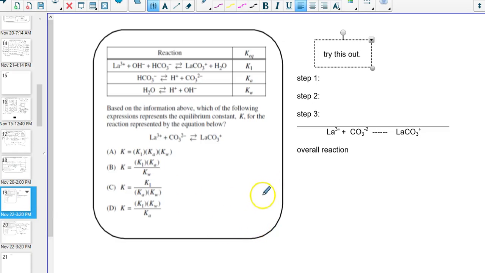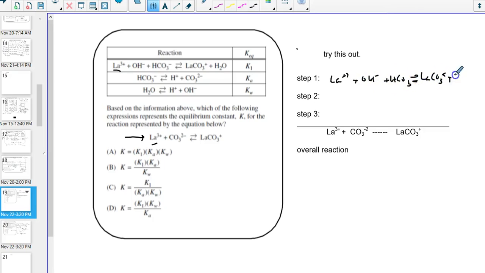Again, we're going to talk about this idea we just introduced last slide, putting steps together. Okay, so I'm going to write this out just to see how this works, so you can follow along on your own. It's going to take a little bit. I want to get this reaction. So La is a reactant here, and it's a reactant here. So I'm going to leave it the way it is. La 3+ plus OH- plus HCO3- goes to and from LaCO3 plus water.